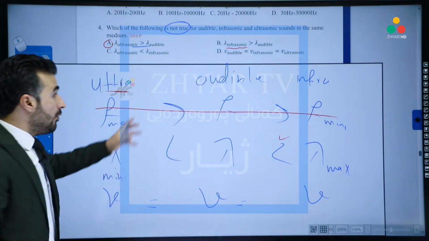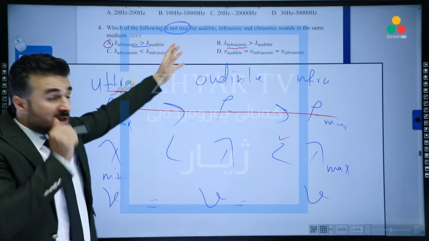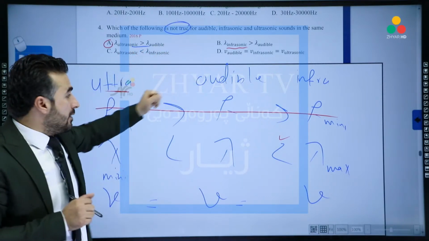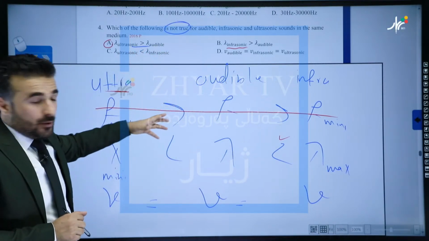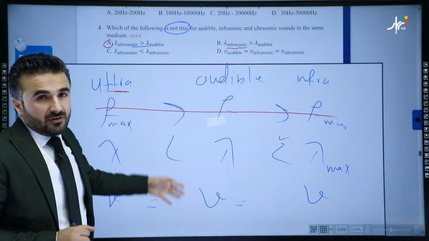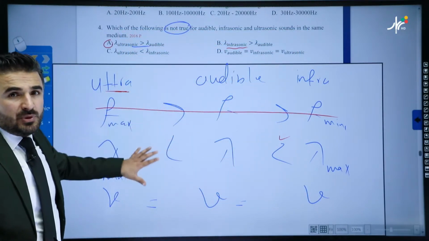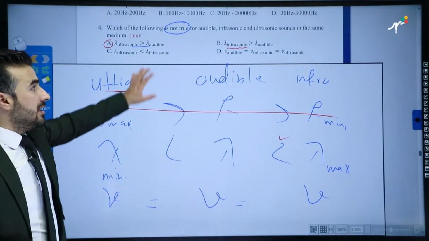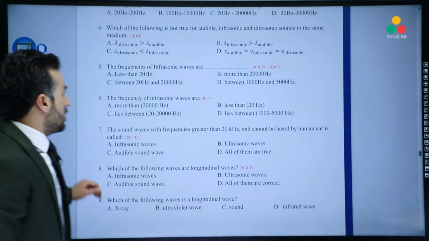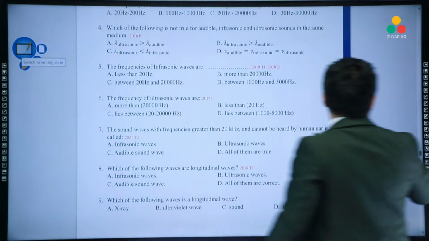So once again, whenever the question is about these sounds, or the types of sound, always draw this diagram for both frequency and wavelength, and even the speed as well, by the way. Using this would help you very well so that you can make a correct judgment, and then of course choose the correct answer here.